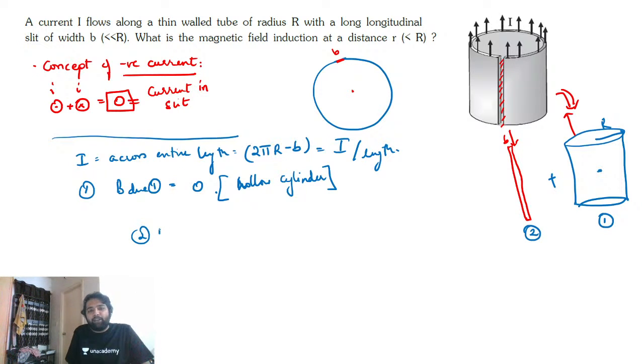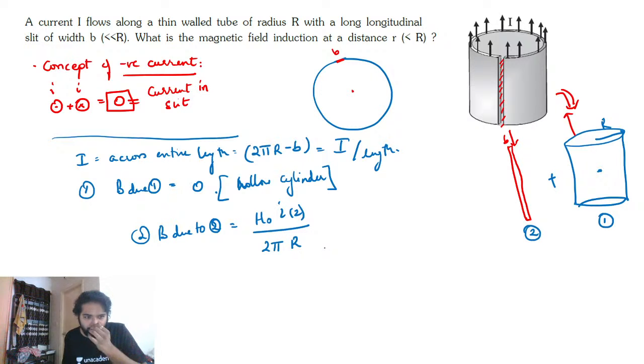And second thing, field due to 2 will be equal to mu naught into I across 2 by 2 pi into r, right, at a distance r from this edge. So mu naught I into I2 by 2 pi r, हो गया ये simple सी option.